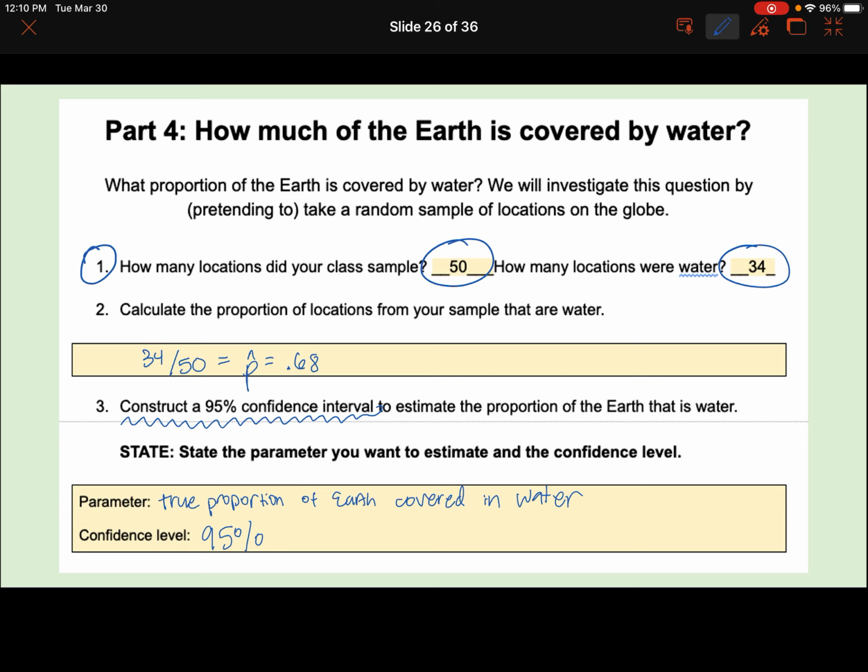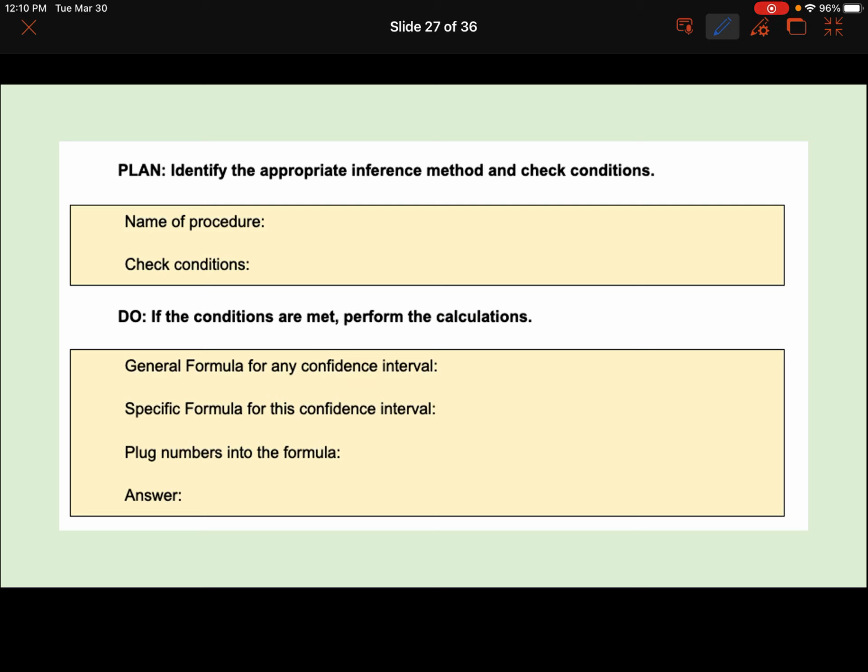Okay, next up is the plan section. Here we're going to identify the appropriate inference method and check for conditions. There are a few different procedures that you're going to learn by the end of the unit. Right now we only know one of them, which is the one sample Z interval for P, and remember P means proportion.